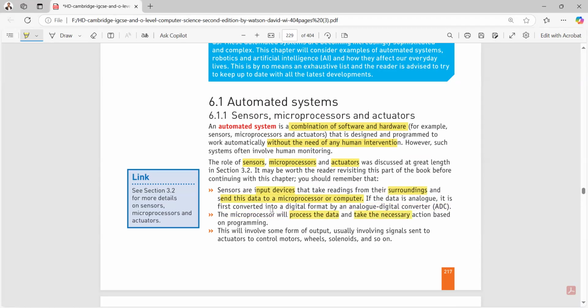The third area is actuators. Actuators are involved whenever there is a degree of movement. That means if you want to make movement in your machinery, you can use an automated system. This will involve output signals relating to the actuators to control the motors, wheels, solenoids, and so on. So this is the basic concept of an automated system.